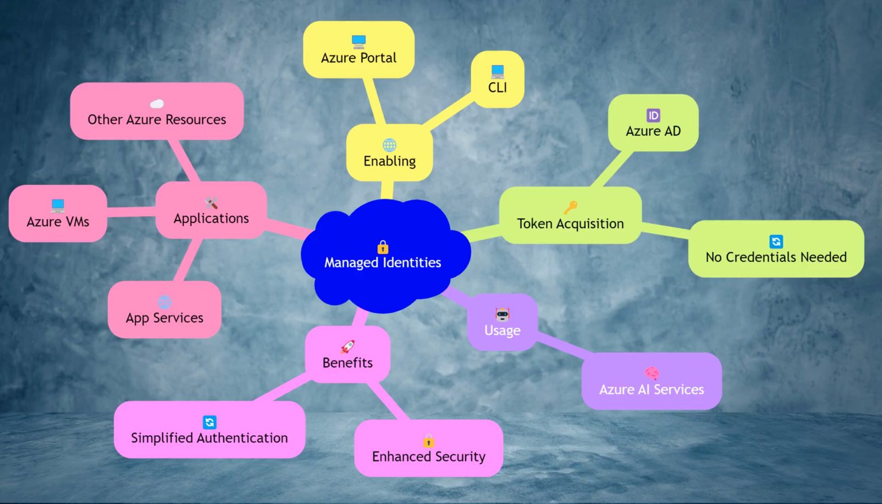To implement managed identities, enable the Managed Identity feature for your Azure resource through the Azure portal or CLI. Once enabled, the resource can obtain tokens from Azure AD without needing to manage credentials. Use these tokens to authenticate to Azure AI services. Managed identities simplify the authentication process and enhance security by eliminating the need to handle credentials manually. This method is particularly useful for applications running on Azure VMs, app services, or other Azure resources.